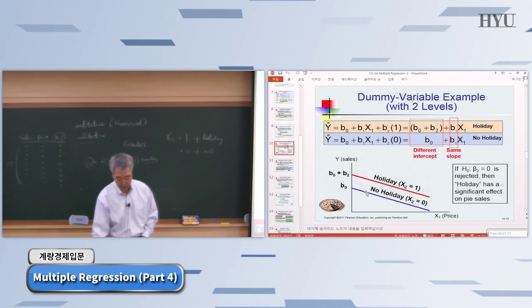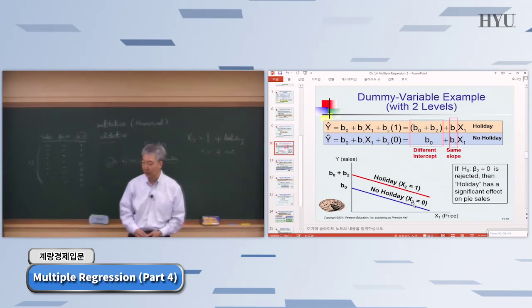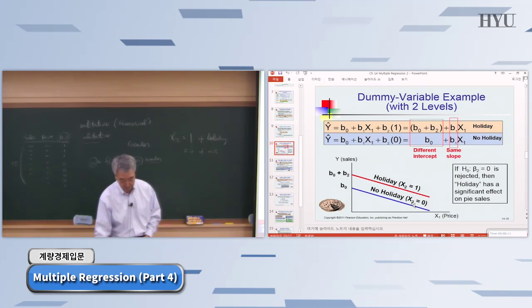So we have this downward sloping line. Why is it downward sloping? You know why? Because it's price, right? If you charge a higher price, sales is expected to go down. So we have two parallel lines here. If there was no holiday, it starts from the B0 intercept. If there is a holiday, it starts from B0 plus B2.